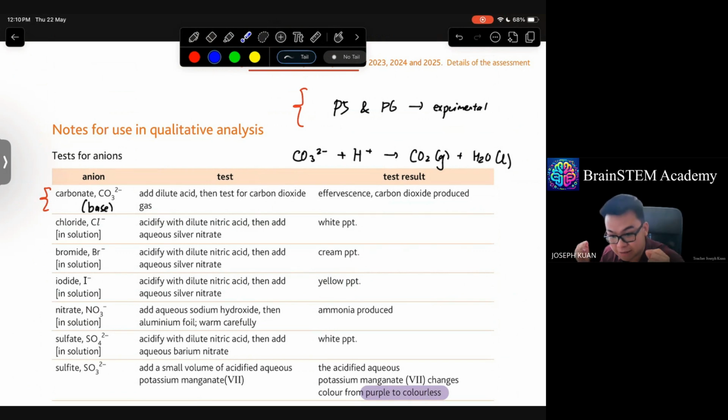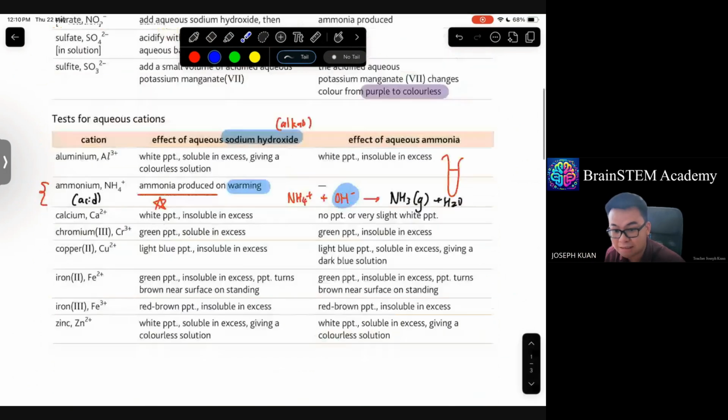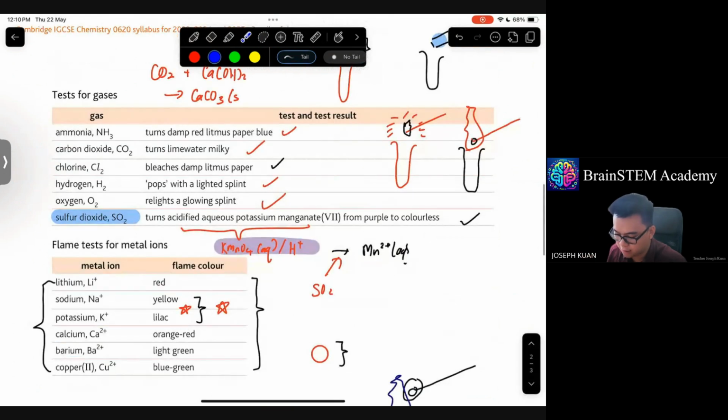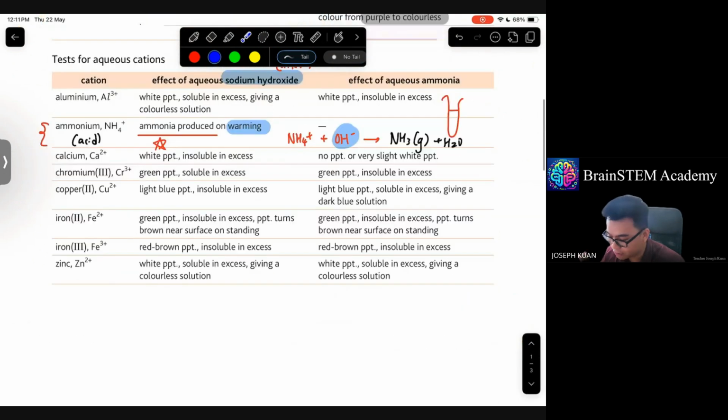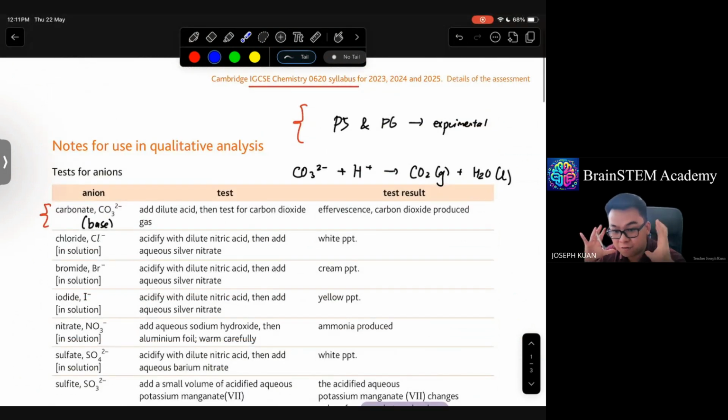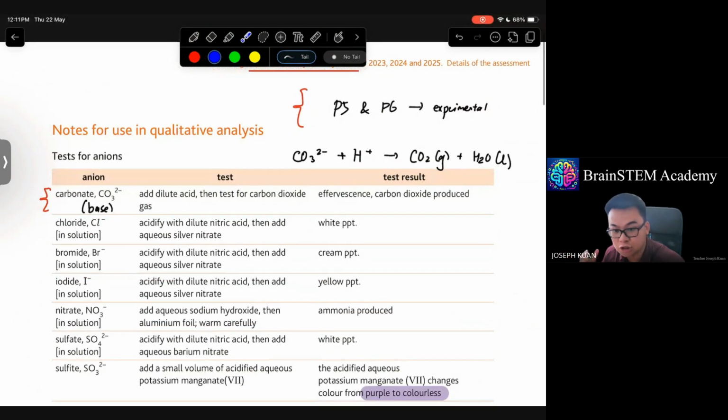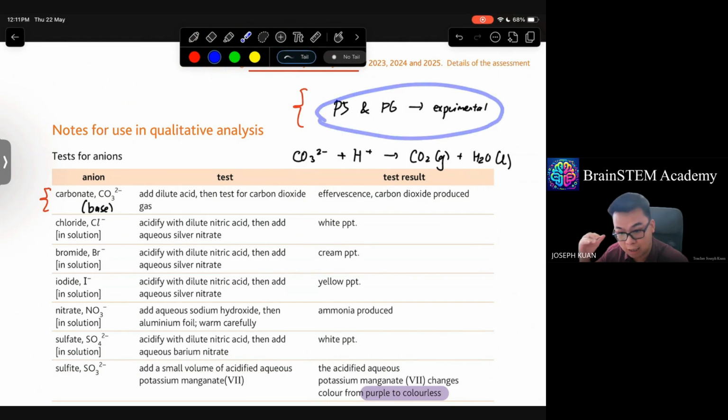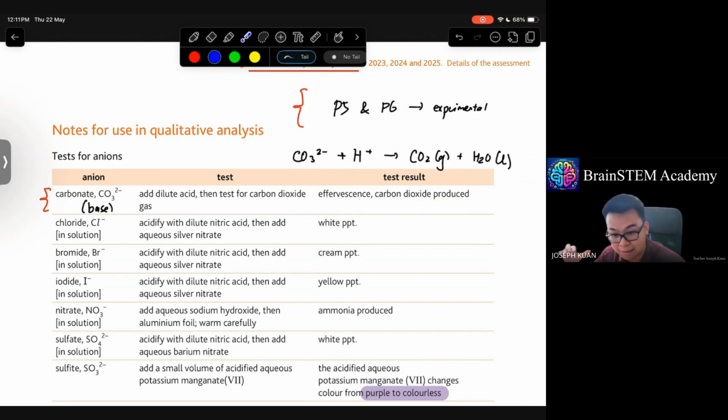Then you cannot say that you see carbon dioxide gas. You have to specifically say that it will turn lime water milky. So that's why you can't just use the table. You can't just blindly follow the table. You have to judge the question. You have to understand the question in a detailed manner. My advice is that you understand the table, then you do a lot of past papers, look at the mark schemes, and try to understand how the exam questions are answered.